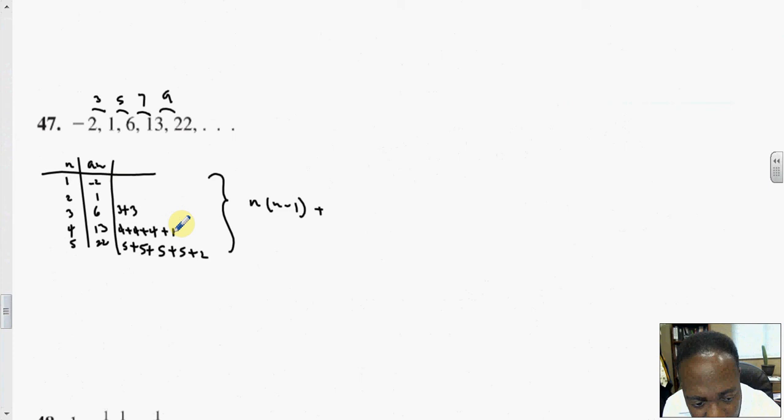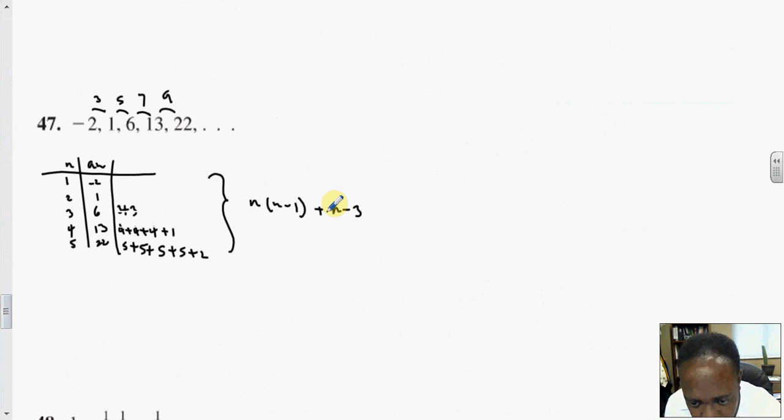So let's see if we can build the 22. So this is 1, 2, 3, 4, right? But n is 5. So I put a 5 here. 5 minus 1 is 4. So I get 5 times 4. I get that. Now, plus, how do I get the 2? Well, if n is 5 and 5 minus 3, I get 2. Now, let's simplify that.